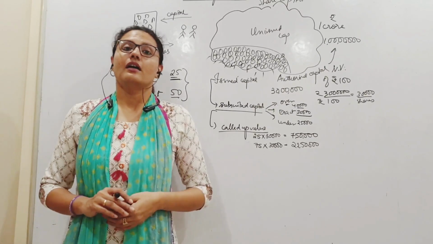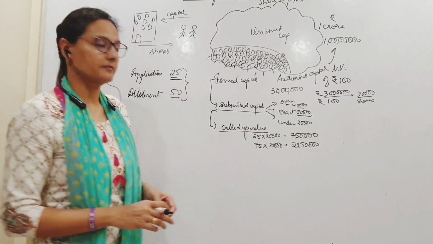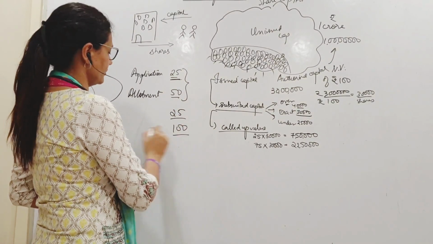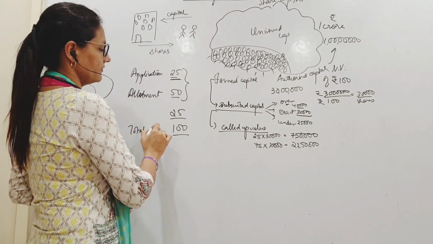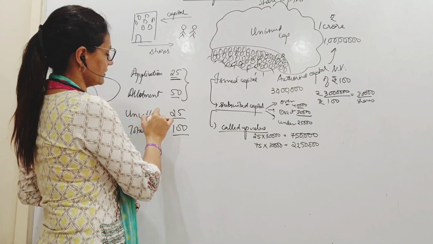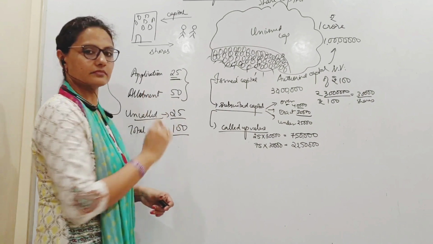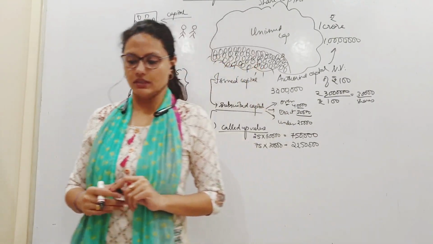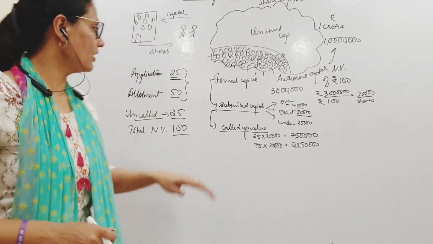Now, uncalled value क्या है इसमें अभी? कितना बचा? 100 होने के लिए total value of each share, nominal value रखते हैं. अभी ये है uncalled value. The company hasn't asked you to pay this 25 rupees till now. So this is called uncalled value of the shares.